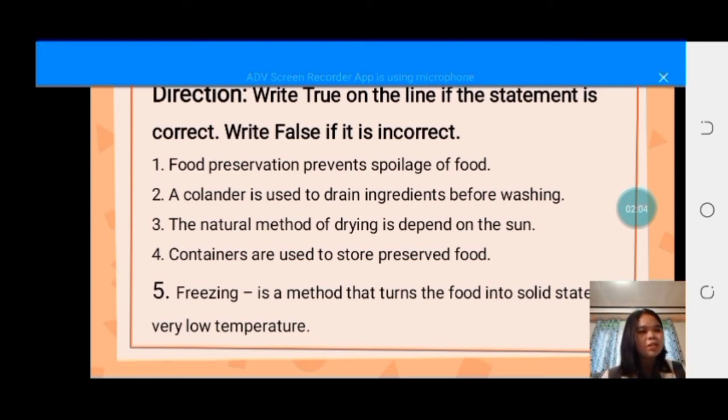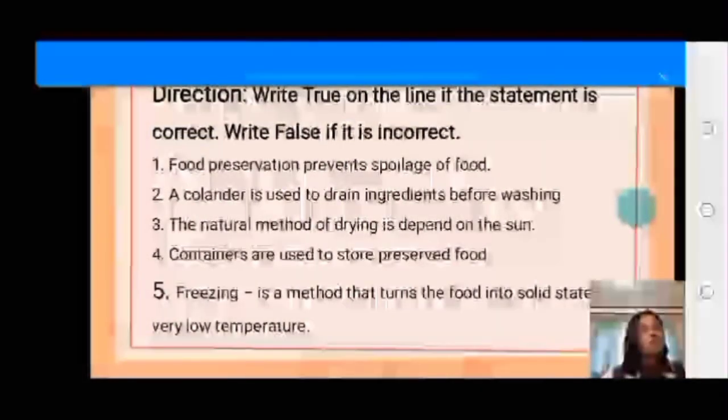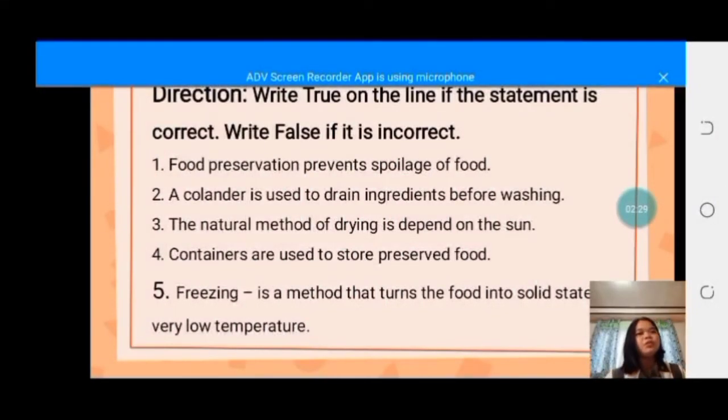Okay, class? Are you done? Okay. For number 1, who can read the question? Number 1. Food preservation prevents spoilage of food. Okay. What is your answer? Okay, true. Very good. Because food preservation can prevent spoilage of food. How about number 2? Who can read, class? A colander is used to drain ingredients before washing.